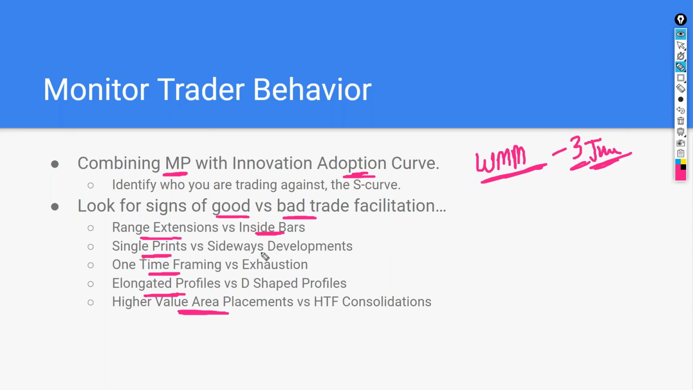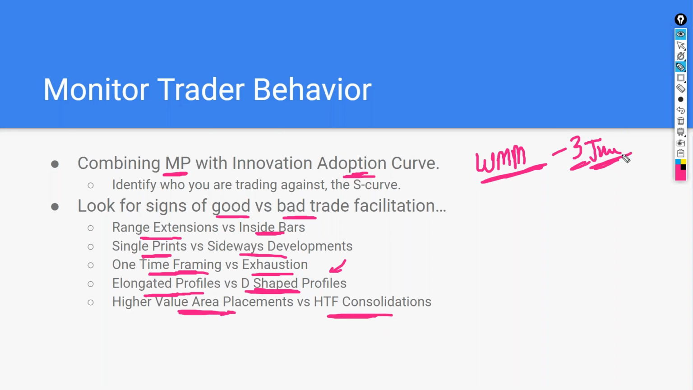Single prints, market will continue. Sideways development, market will consolidate. One time framing, great for signs of new business coming in. Exhaustion, signs of buyers getting exhausted. Time frame shifting is happening. Inventory shifting is happening. Elongated profiles, good for continuation. D-shaped profiles, not good for continuation. You can even trade these. Higher value area placements, higher time frame trend. Higher time frame consolidation will show you sideways value area placement.